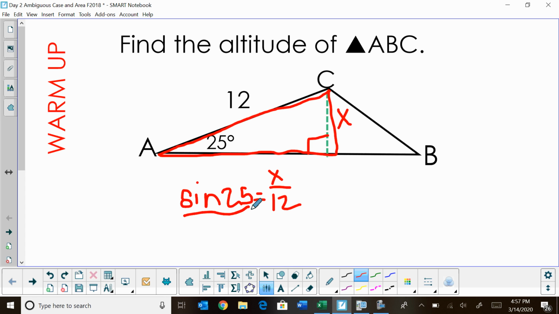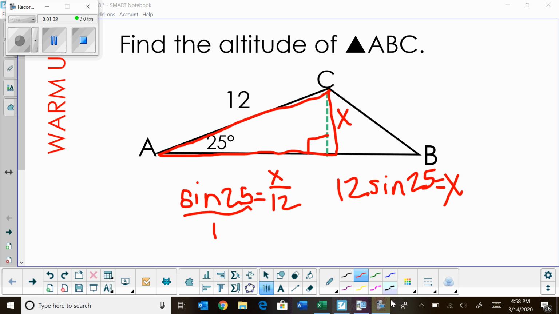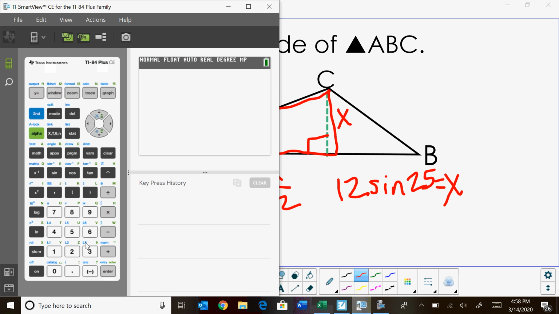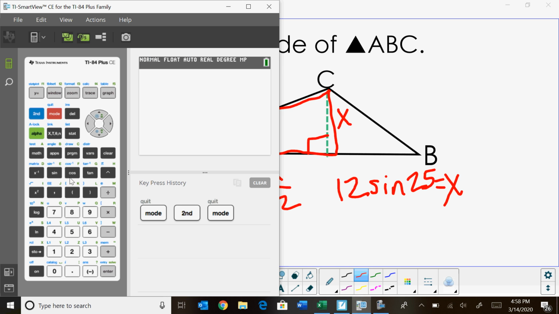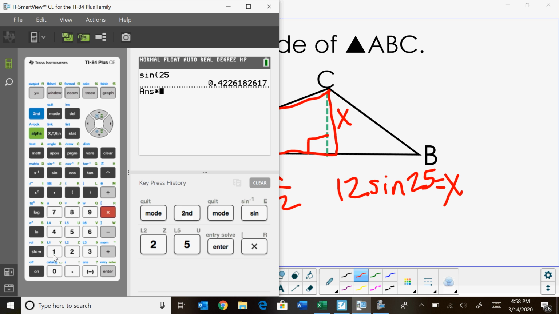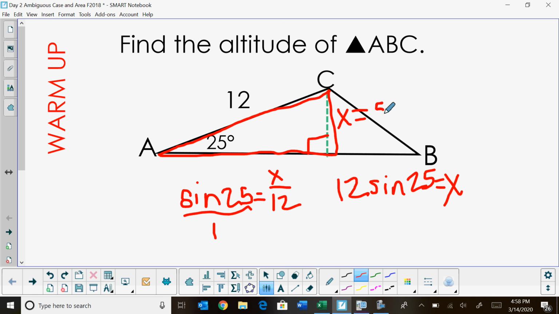You're just going to stick a neat 1 under here and do cross products. So you're going to have 12 times sine 25, and that is equal to x, or my height. Now let me grab my calculator. Make sure your calculator is in degrees, so check your mode. I'm going to take the sine of 25, get that answer, and then multiply that times 12. So the height is 5.07.